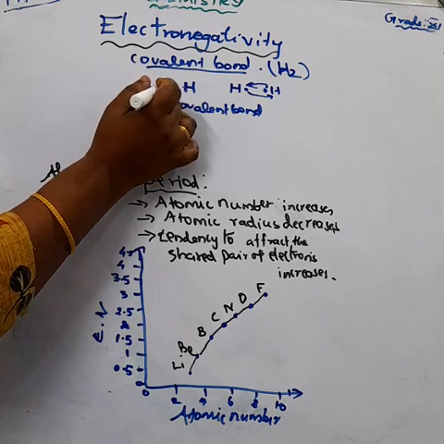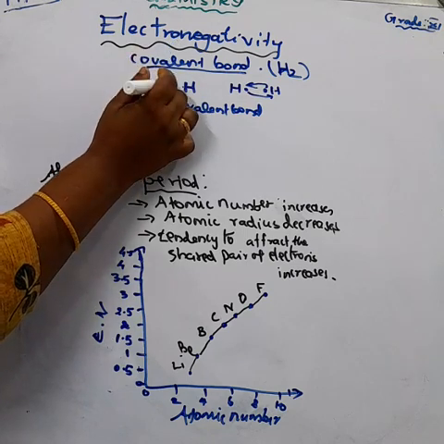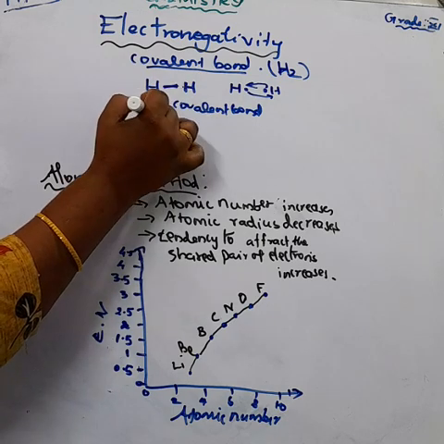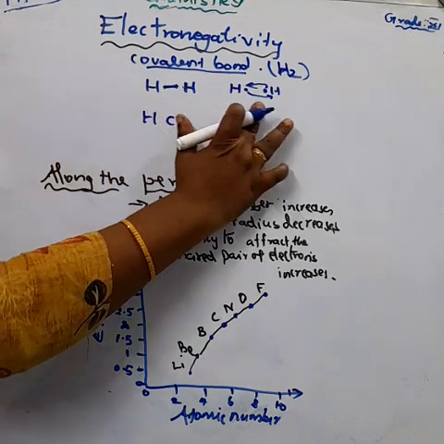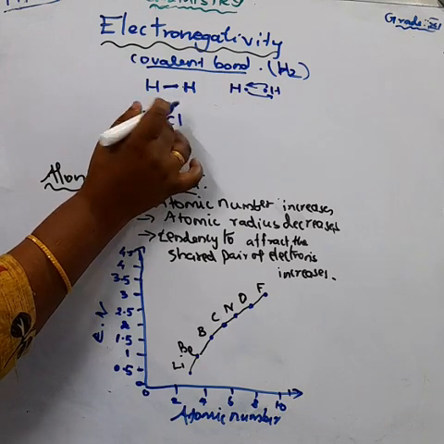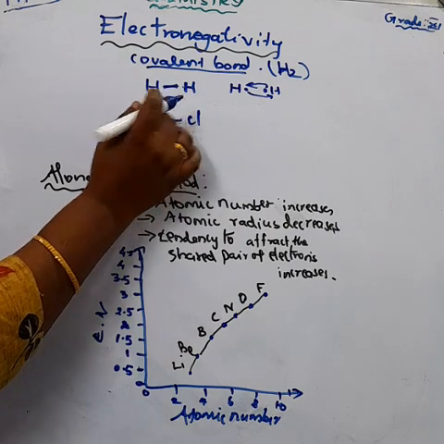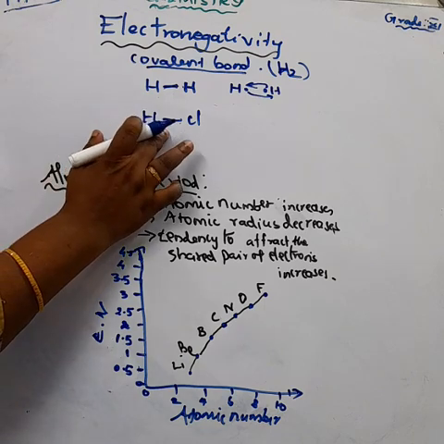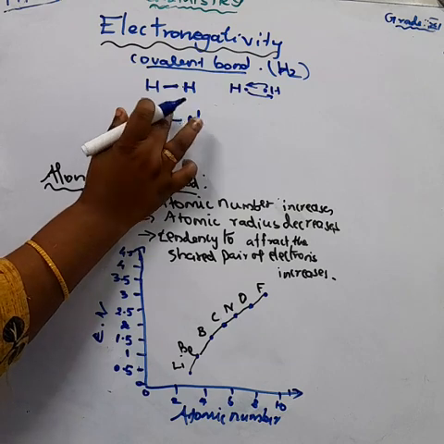On the other hand, take another example: the formation of a covalent bond between two dissimilar atoms, like the hydrogen chloride molecule, the hydrochloric acid molecule. In this molecule, the electron pair participating in the formation of the covalent bond is not shared equally by the two atoms. There is hydrogen and chlorine. The electron pair lies nearer to the chlorine atom than to the hydrogen atom.